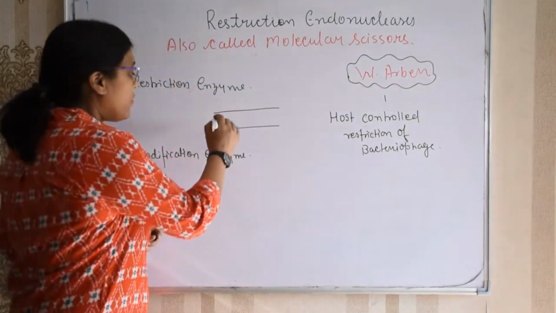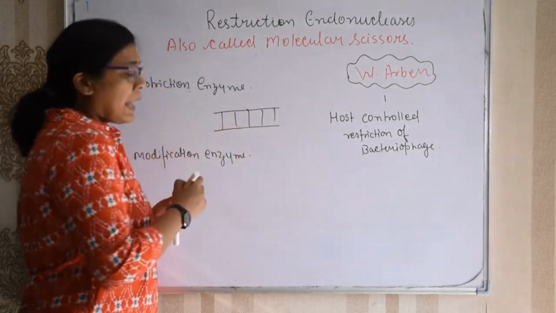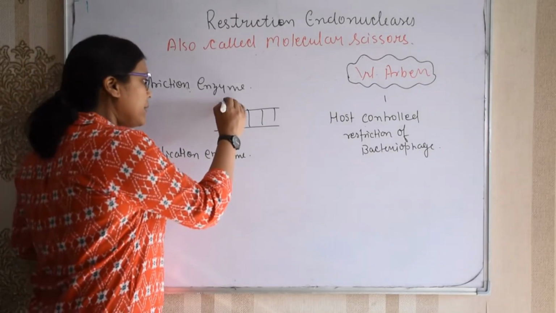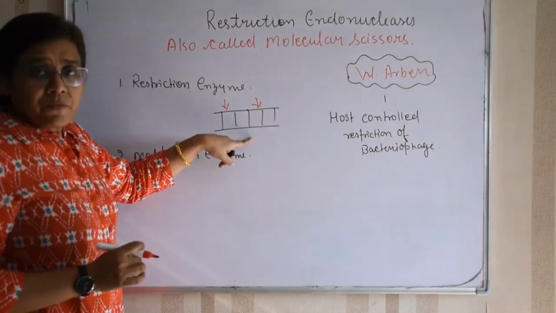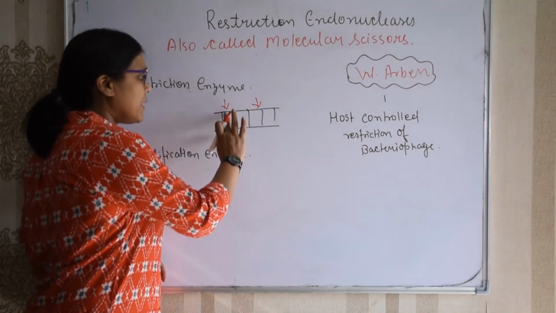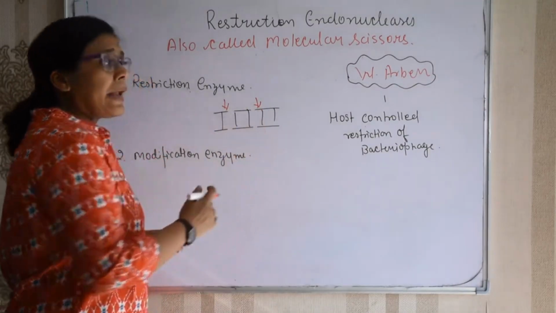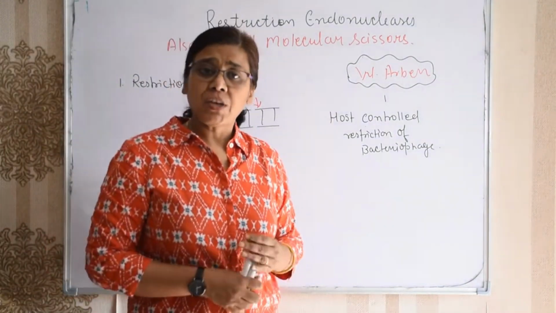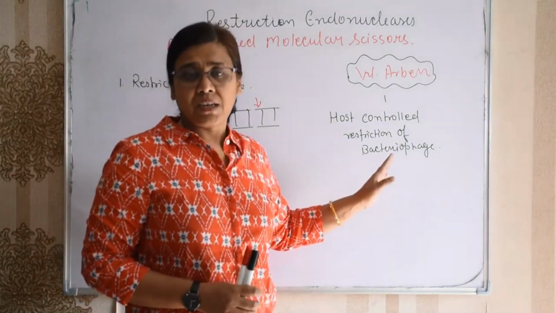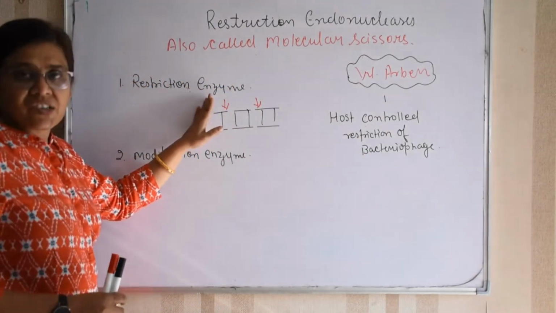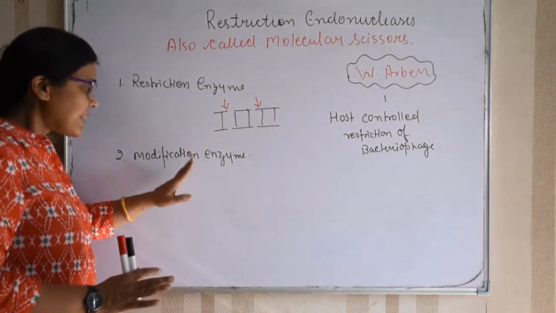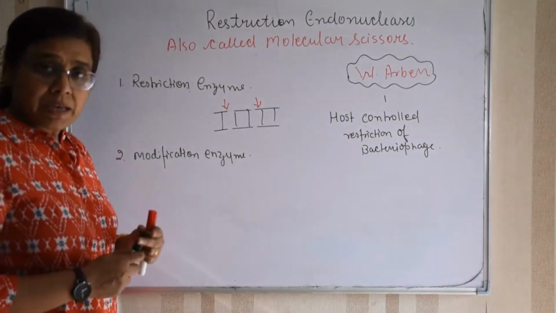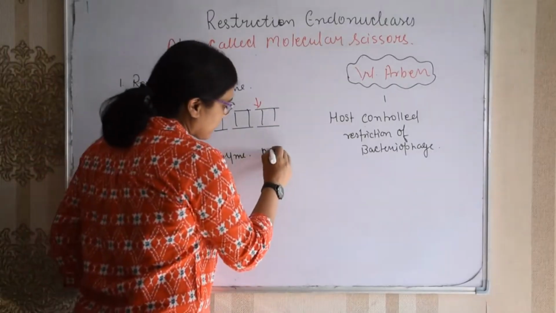This is the phage genome, and the restriction enzyme of the bacteria cleaves the phage genome into small pieces, and hence it restricts the propagation of phage in the host bacterium, and that's why it is called restriction enzyme. And the second is the modification enzyme. Modification enzyme is methylase.